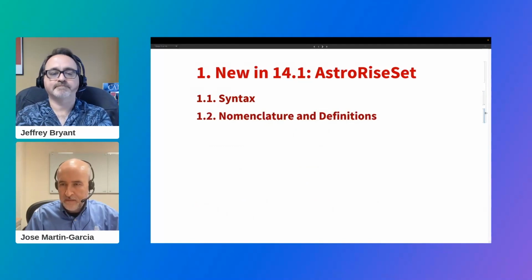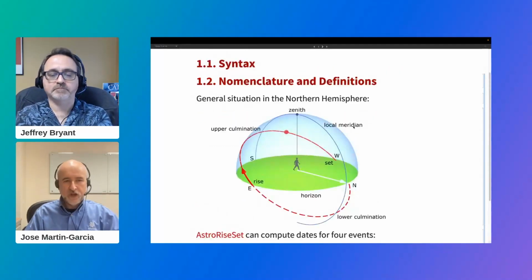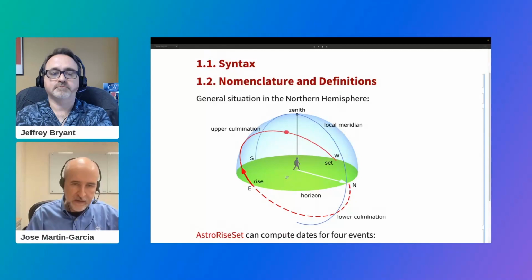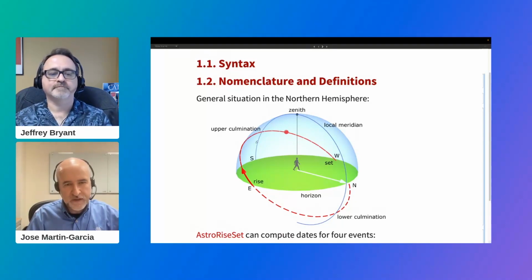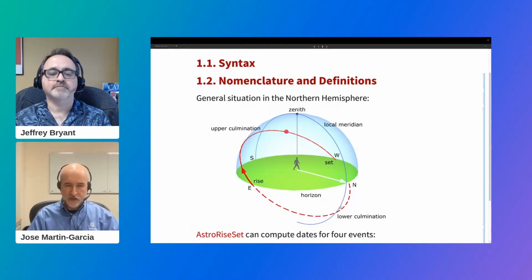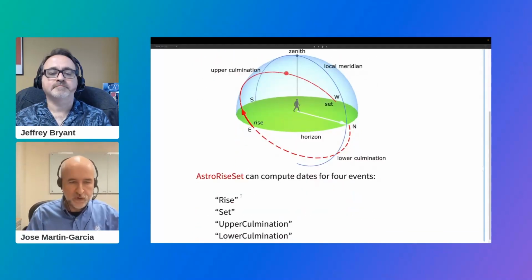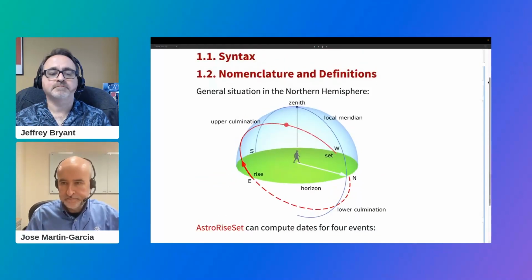So to set the nomenclature, recall that as the Earth rotates, or any other body from which you may be observing, an object like this one rises on the east in the northern hemisphere, then it reaches an upper altitude, what we call the upper culmination, and then it sets on the west. And of course, on the other side, it has a lower culmination. So AstroRiseSet will be able to compute these 4 events.